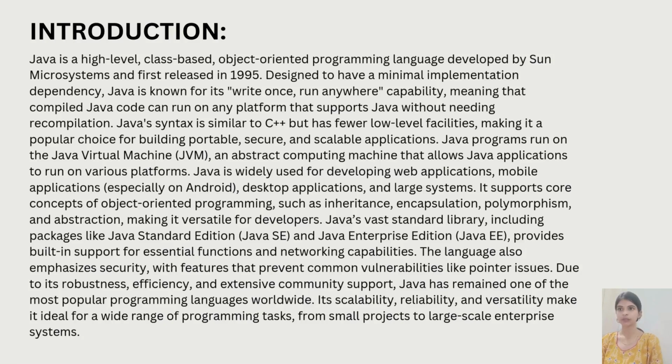various platforms. Java is widely used in developing web applications, mobile applications, especially on Android mobiles, desktop applications, and large systems. It supports core concepts of object oriented programming such as inheritance, encapsulation, polymorphism, and abstraction, making it versatile for developers. Java's vast standard library includes packages like Java Standard Edition, Java SE, and Java Enterprise Edition, Java EE, and provides built-in support for essential functions and networking capabilities.